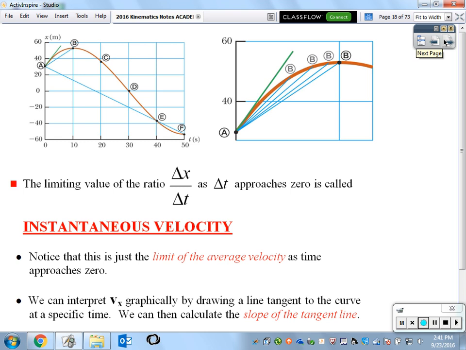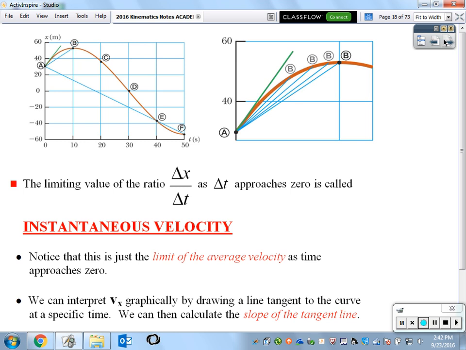In terms of what we see, let's say we took that same position versus time graph we were just talking about earlier, and we wanted to find the instantaneous velocity at point A. Well, on our graph, points A and B were 10 seconds apart. And if we took the average velocity from 0 to 10 seconds, it gives us a general idea of maybe what was happening during that 10-second interval.